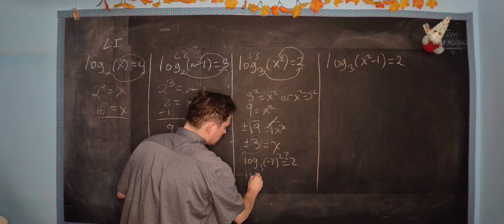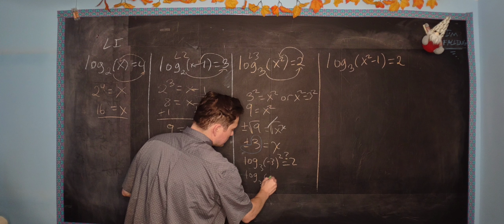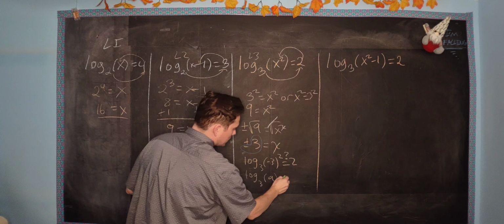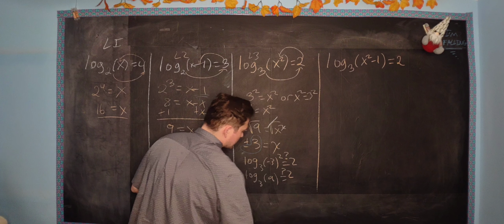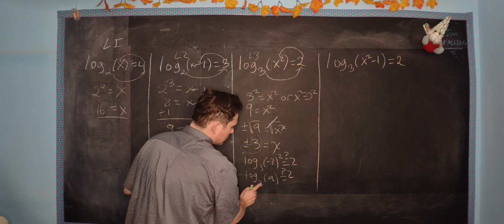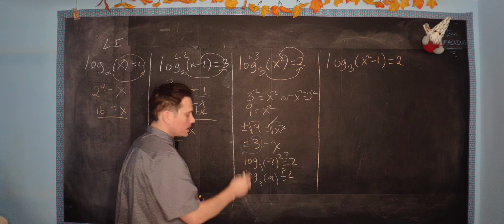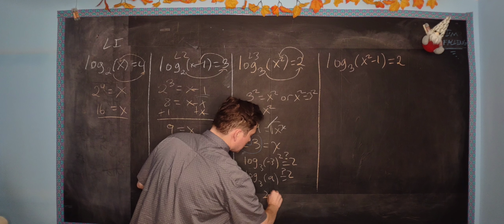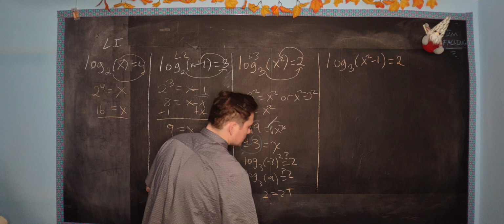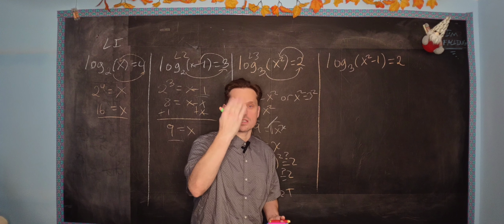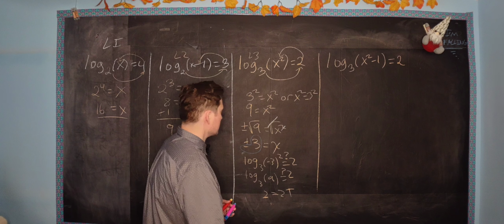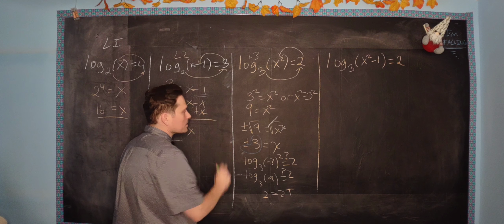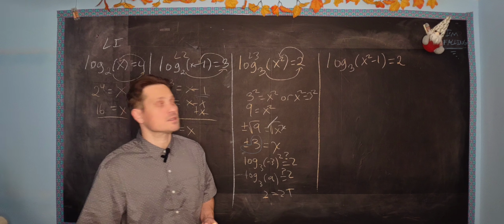So this is log base 3 of positive 9, because negative 3 squared is 9. Does that equal 2? Well, log base 3 of 9 means 3 raised to what exponent is 9. That is 2. In other words, 2 is equal to 2. Last time I checked, 2 and another 2 are equal, right? So the negative 3 works. You can check with the positive 3. You will see it also works.